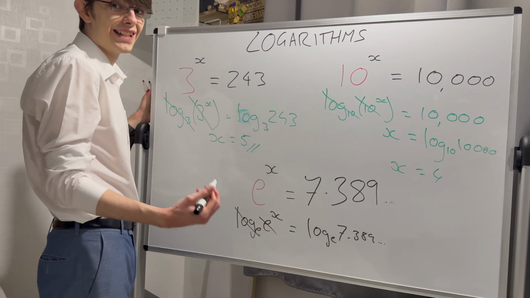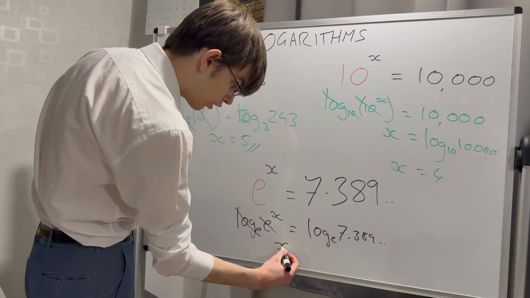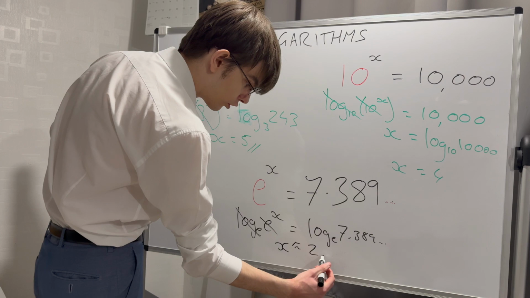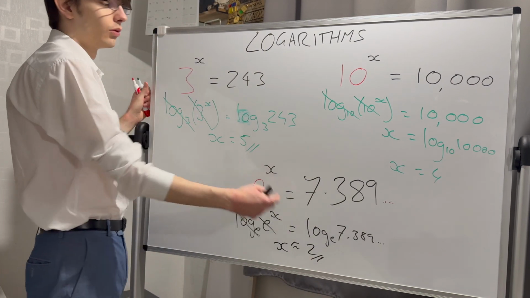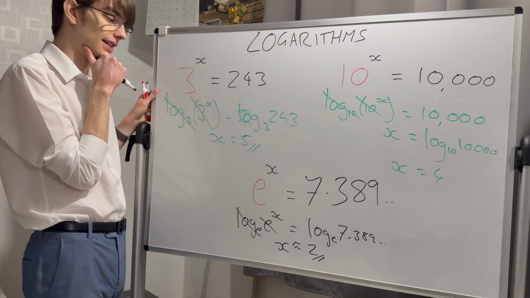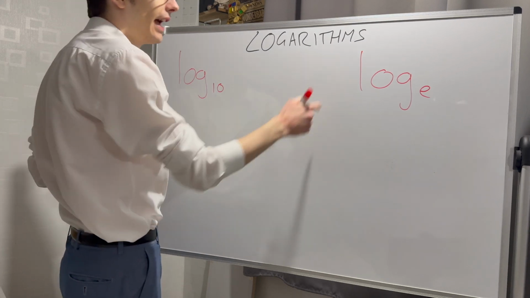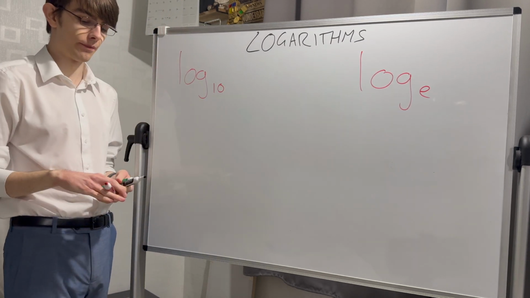Now, to get the exact value, it's going to have to go on for ages because this is a decimal, but it will give you approximately 2, because e squared, which is 2.7 roughly, squared is 7.389. Now, what was so special? Why did I choose the 10 and the e? Well, there's a good reason for that.